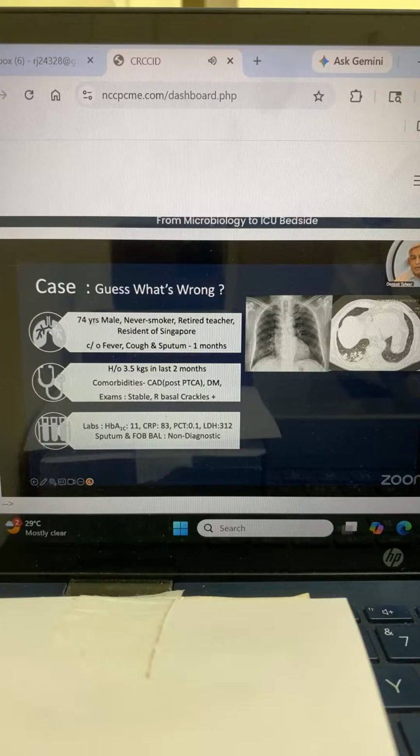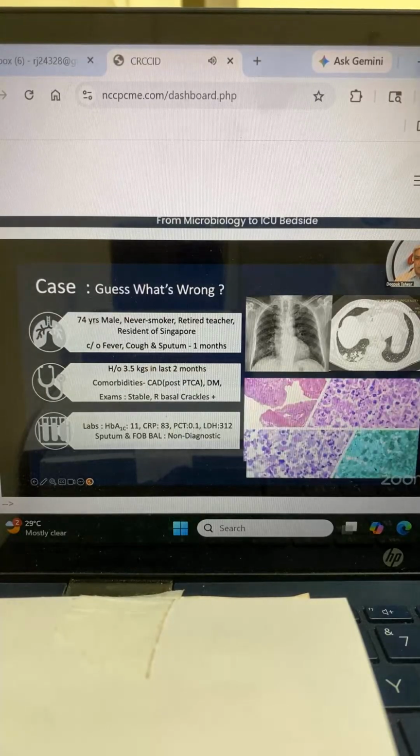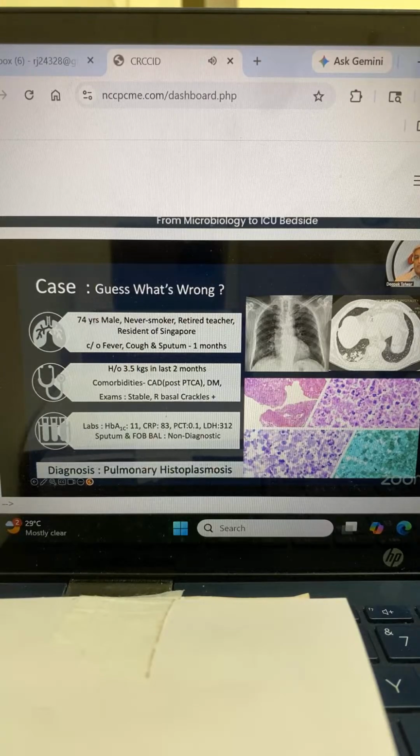His HbA1c was showing uncontrolled diabetes. CRP was high, PCT was negative, LDH was slightly high. Again, sputum and bronchoscopy were done, and everything was non-diagnostic in this patient. And you look at this, a transbronchial lung biopsy. If you pick it up, you can clearly see a lot of fungal elements in this, and this is histoplasmosis. So his travel from Singapore goes back to the history, where he was going and playing with the animals in the Singapore parks.